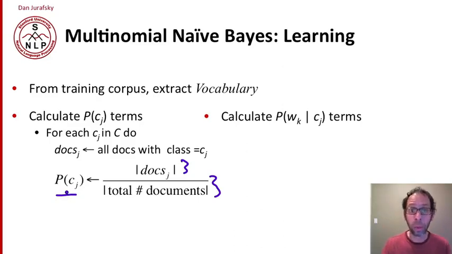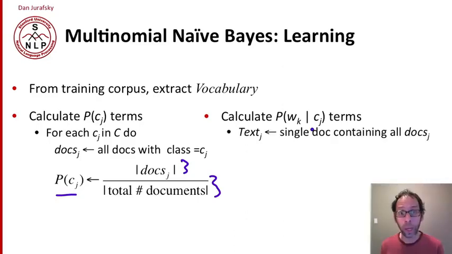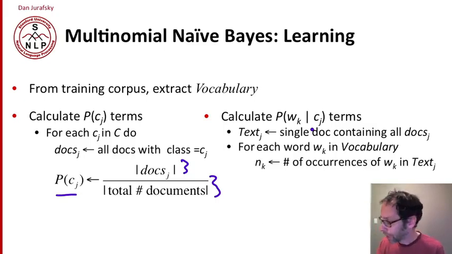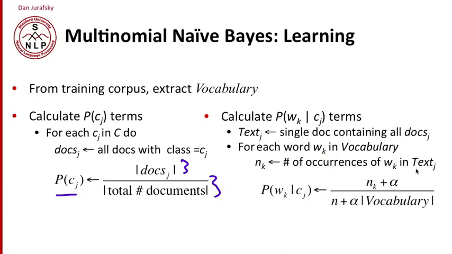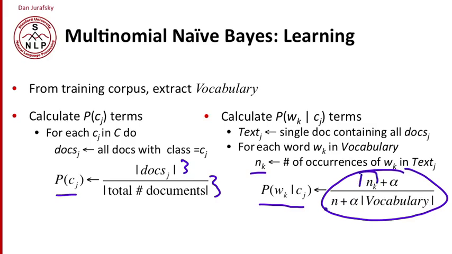Now for the likelihood, we're going to want to compute the likelihood for every word w sub k given every topic C sub j. So first we're going to create our mega document by concatenating all the documents sub j into a mega document called text sub j. And now for each word w sub k in our vocabulary, we're going to count the number of times w sub k occurs in this mega document text sub j. So that'll be n sub k. And now the likelihood of word sub k given class sub j is just the add 1 smooth, or I've shown you the add alpha smooth version of the naive Bayes algorithm. So we've added alpha to n sub k, and then in the denominator we have n, the total number of tokens in the class j.